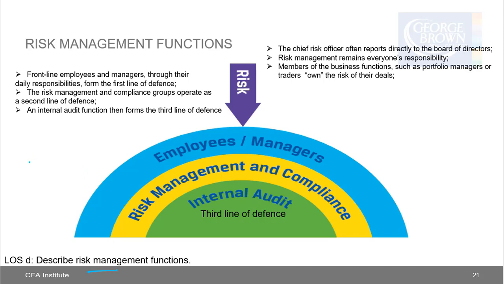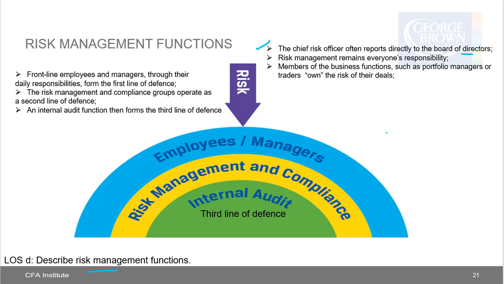Risk management functions vary by company, but it is typical for companies in the investment industry to have a standalone risk management function with a senior head, often called the Chief Risk Officer, CRO, who is capable of independent judgment and action. The Chief Risk Officer often reports directly to the Board of Directors. So that's one key point important to understand. The CRO often reports directly to the Board of Directors, not to the CEO.